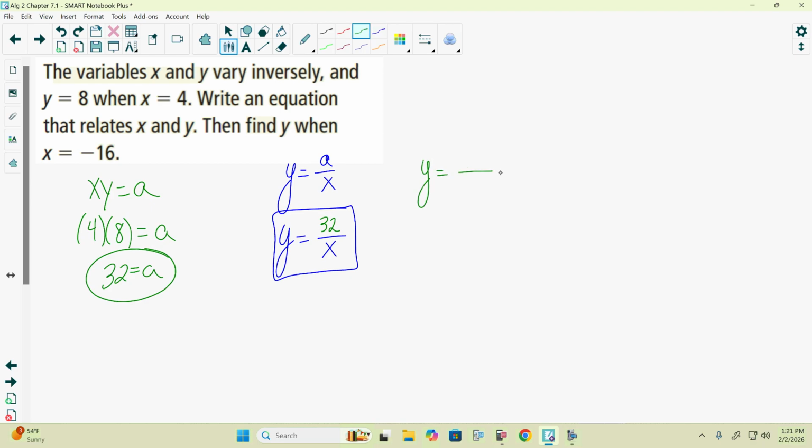And the last thing we need to do is to find the value of y when x is negative 16. So we're going to take our y equals 32 over x and replace the value of x with negative 16, giving us y equals 32 over negative 16. And 32 divided by negative 16 is negative 2. Questions on this here?